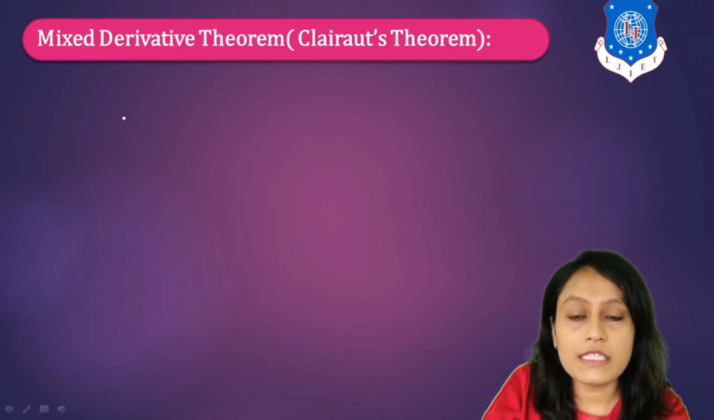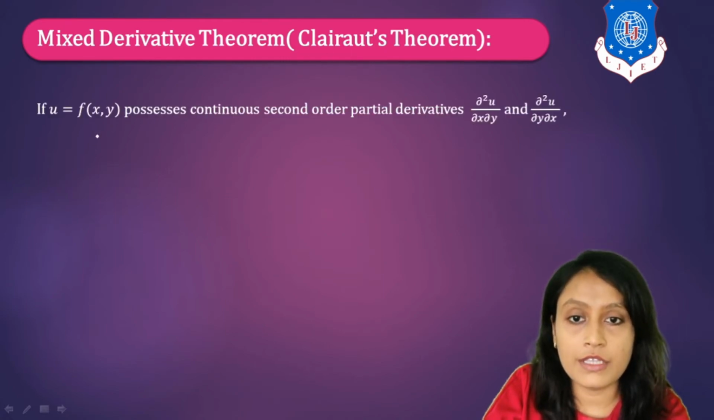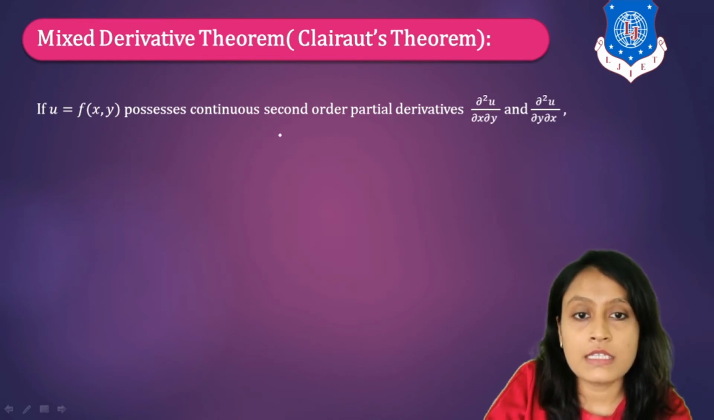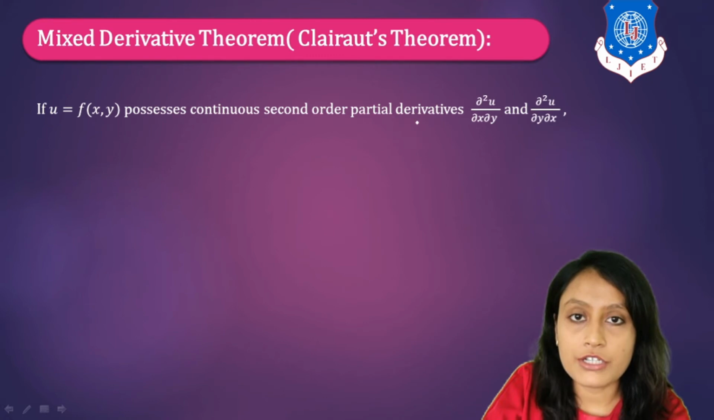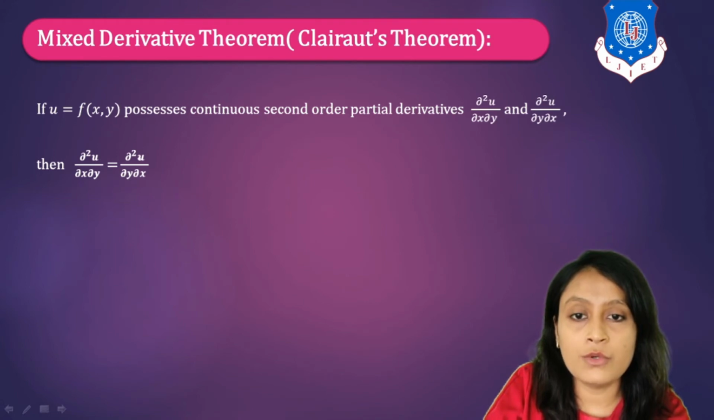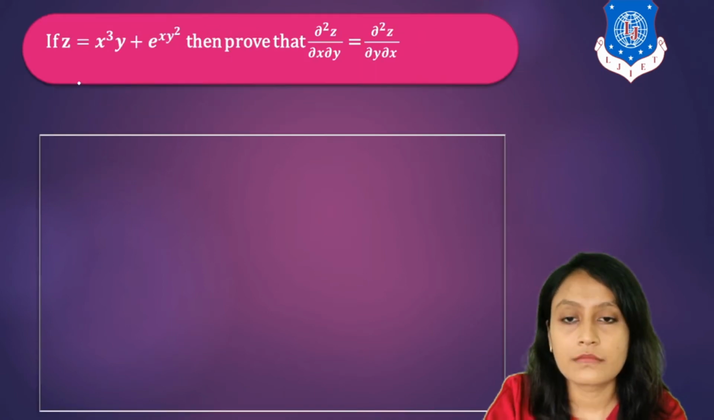Okay, now let's begin with the next topic, that is mixed derivative theorem, or you can say Clairaut's theorem. The statement is, if u equals f of x comma y possesses continuous second order partial derivatives, that is del square u upon del x del y and del square u upon del y del x, then del square u upon del x del y is equal to del square u upon del y del x. This is our Clairaut's theorem which we have already studied.